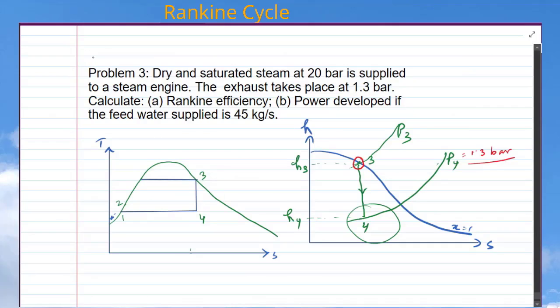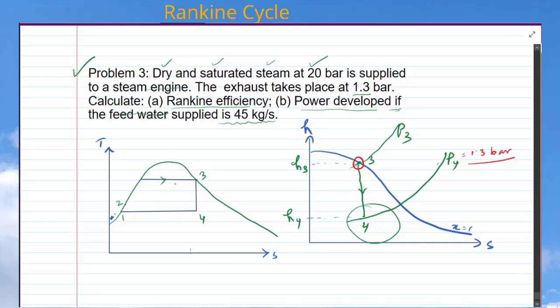Let us solve another problem: dry saturated steam at 20 bar pressure is supplied to a steam engine, or steam turbine also it may be. The exhaust takes place at 1.3 bar. We have to calculate the Rankine efficiency and also the power developed, if the feed water or steam consumption is equal to 45 kg per second.